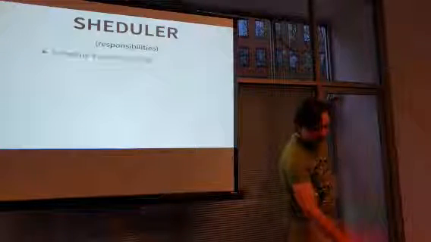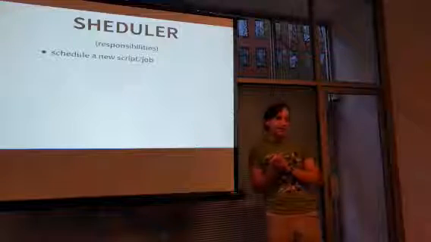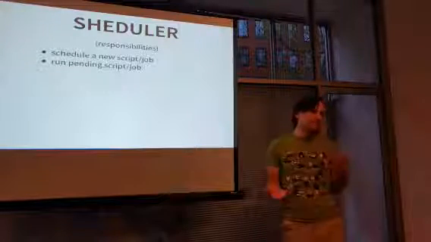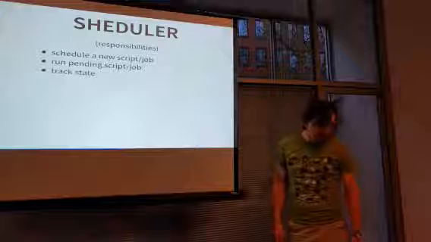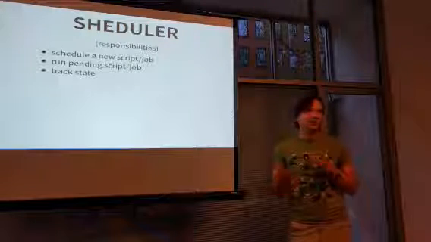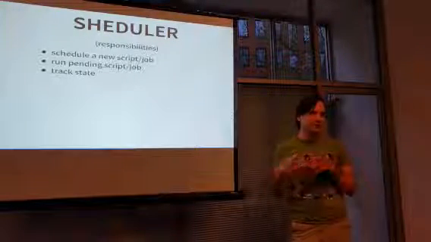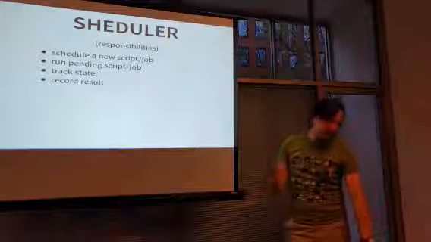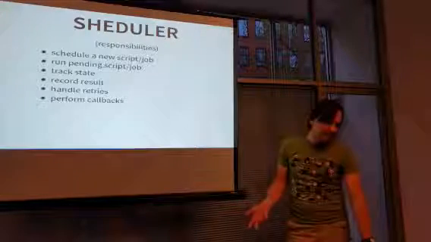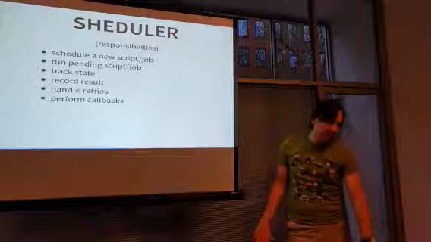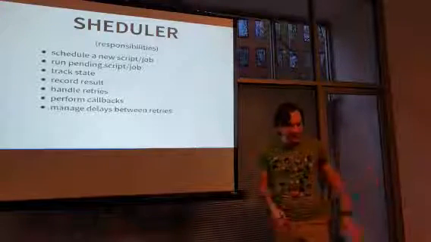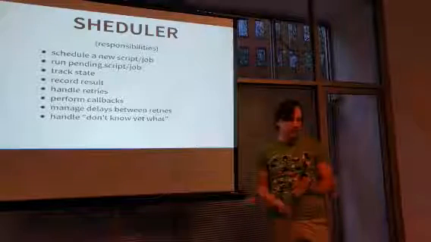The scheduler's responsibilities in that sense would be to create a new job, schedule it somehow, somewhere, run that job or script or whatever it is, and track the state of the job, which is essentially to make sure that the job is run only once. It's to solve concurrency issues. Record results, mostly for reporting, handle retries somehow, perform callbacks, most likely HTTP callbacks to some other system to do some other dependent stuff, manage delays between retries, and handle I don't know yet what.